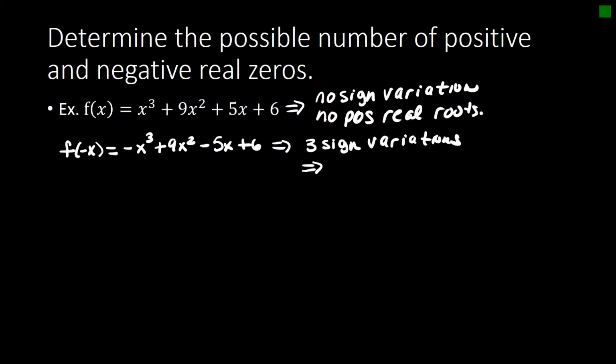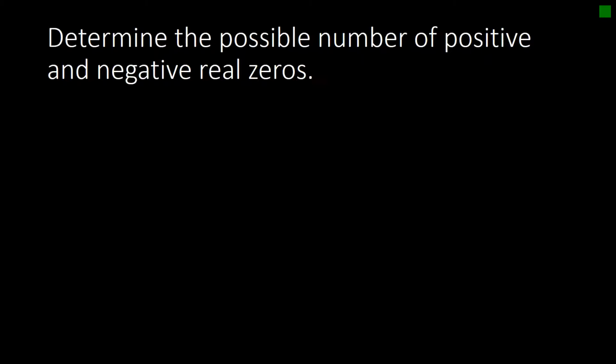And what that means is that it is either that number or it's going to be decreased by an even integer. So if I do 3 minus 2, I'll get 1. So we're going to have 3 or 1 negative real roots. Let's look at another one.